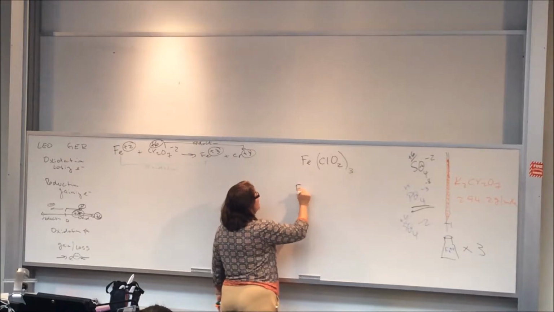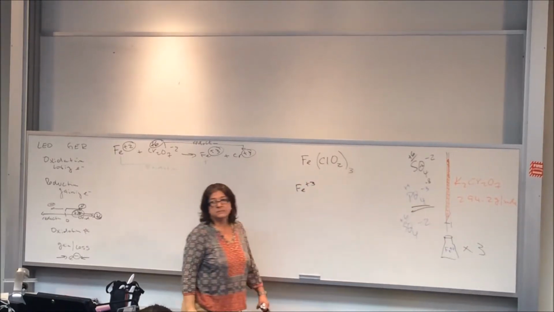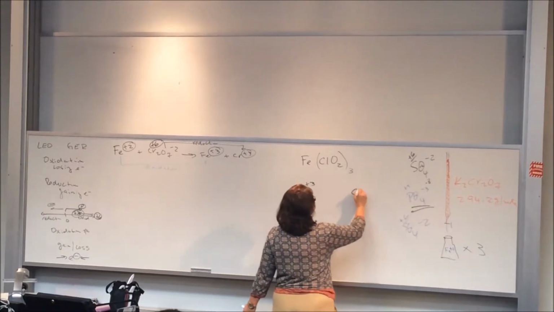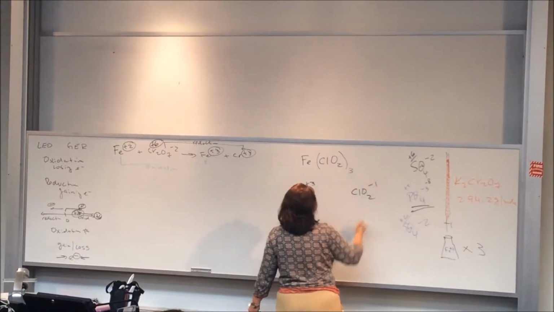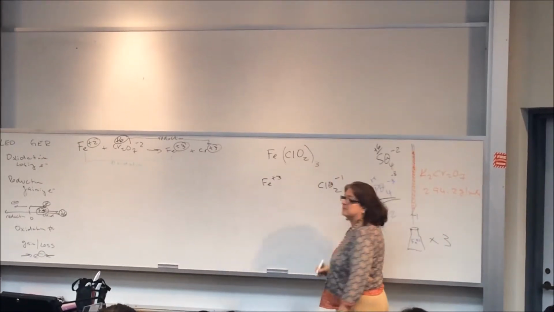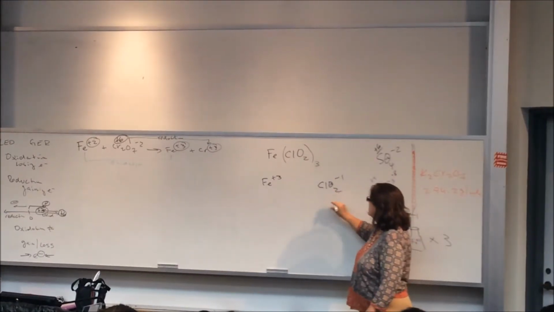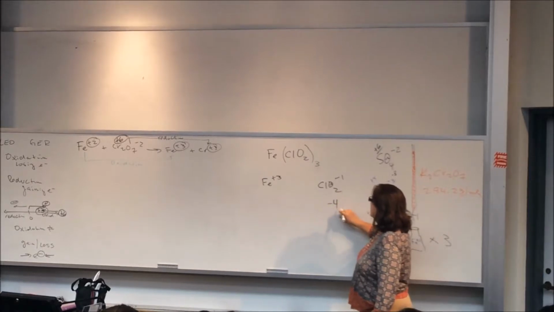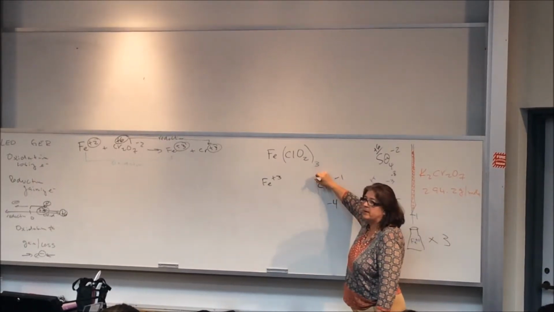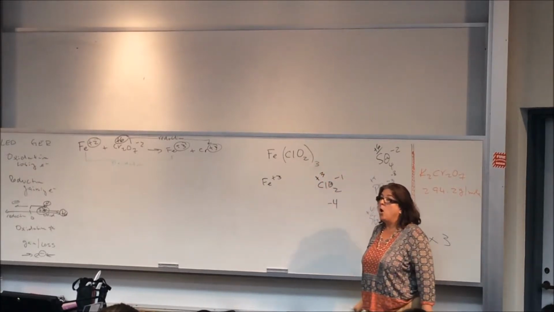So I already know what the iron is. It's a plus 3. So, who's everybody else? It's chlorite, so now we're back to normal. Each oxygen is a minus 2, and there are 2 of them, so how many do I have in total? Minus 4. That chlorine neutralized all of them, leaving 1 out. So it had to have been plus 3.